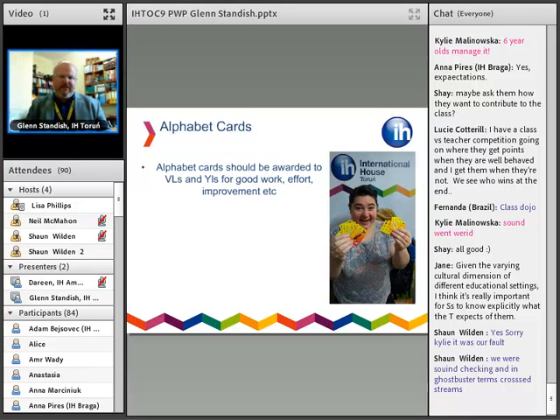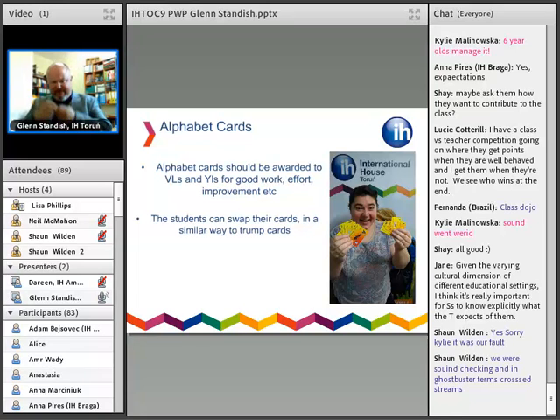Now, the idea is in every lesson, a teacher awards points to the students for outstanding behaviour, great behaviour, good use of English, getting answers correct, and so forth. And so they put points on the board. But similarly, they can remove points as well for bad behaviour, silly behaviour, and any of those things. So the idea is you award points, you take away points. If a student, for example, gets 10 points in a lesson, they're given an alphabet card. By the way, they can swap their cards as well, very much like trump cards. It's a great idea. So they're not all just collecting the same letters.